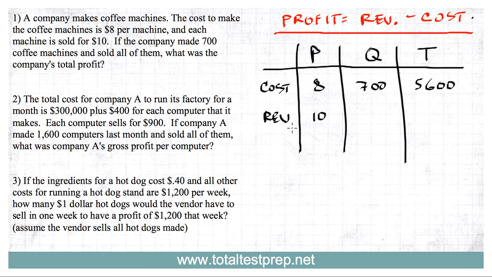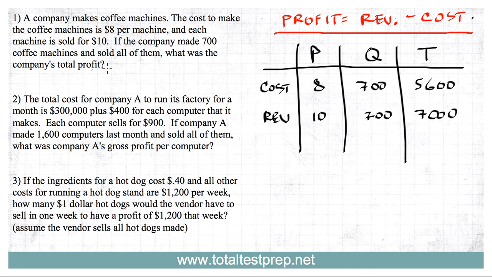The company made 700 machines and sold all of them. That means that the revenue is going to be 10 times 700, because we've sold 700 machines, each one for 10. So 10 times 700 is 1 times 7 is 7, followed by 3 zeros. So the total revenue is 7,000.